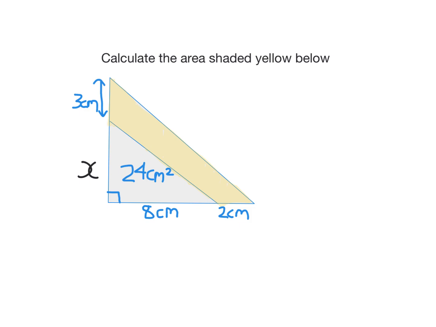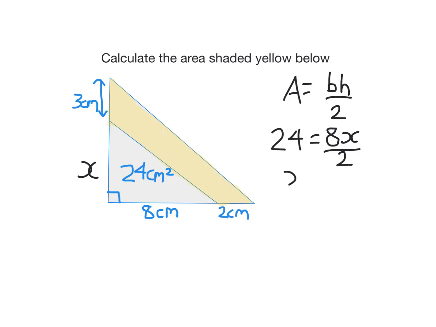I know its area and its base. So the area of a triangle is base times height divided by 2. So the question tells us that that smaller triangle has area 24. Its base is 8, and I've called its perpendicular height x. So of course 8 divided by 2 is just 4. So 4x equals 24, divide by 4, you get x equals 6.